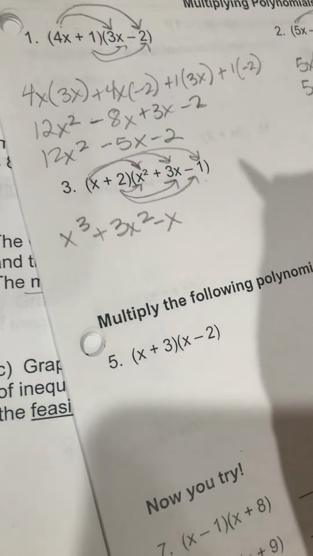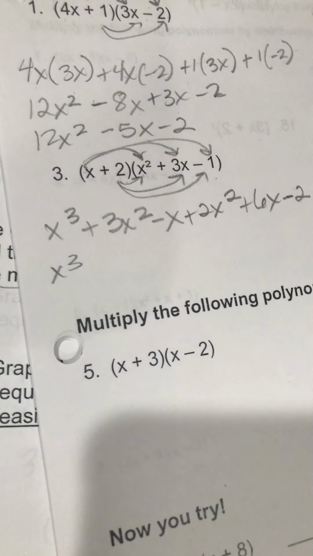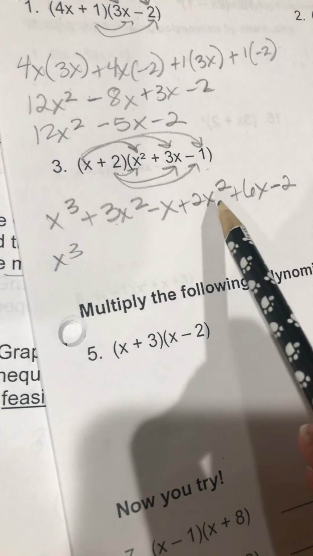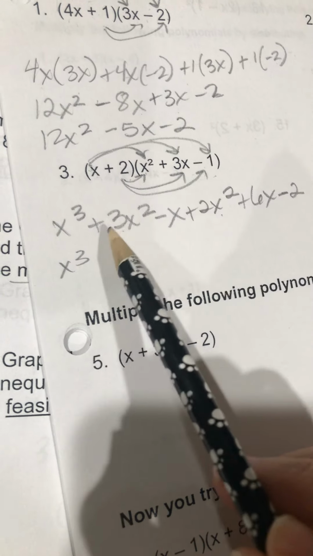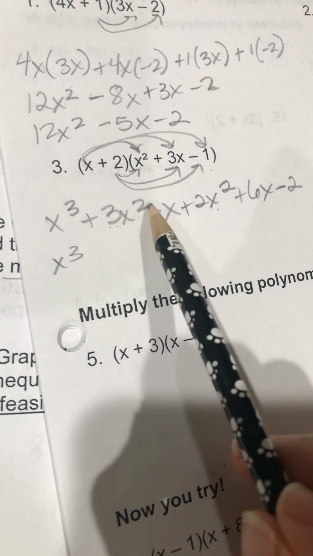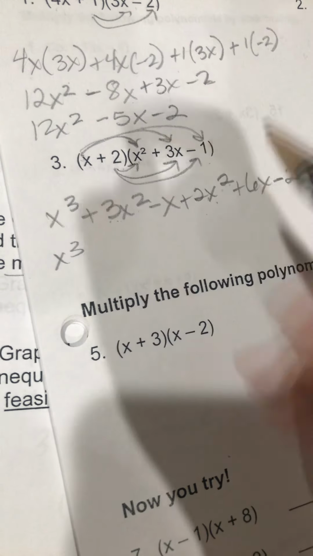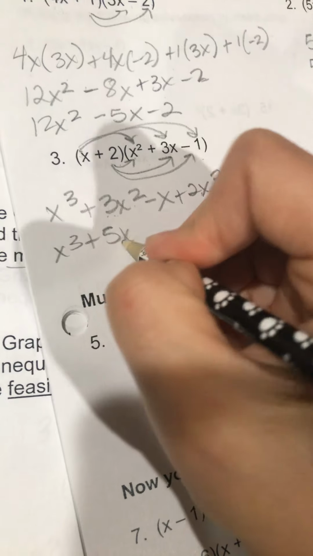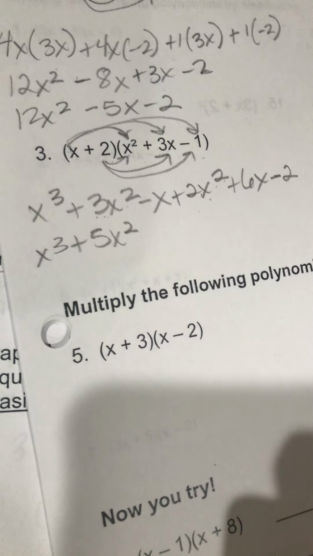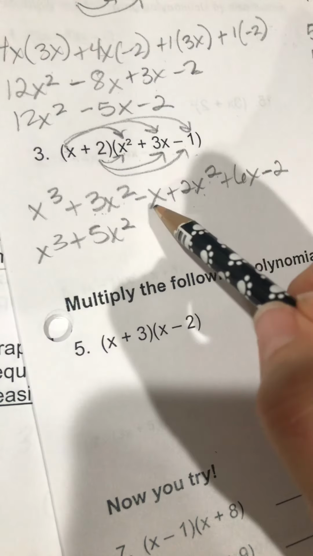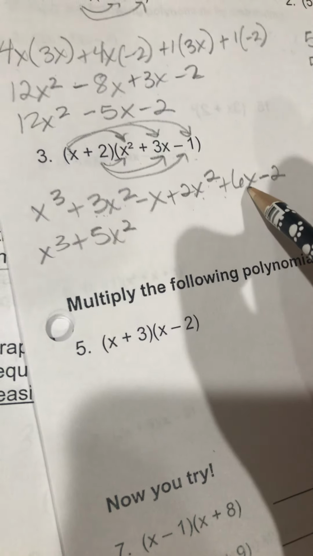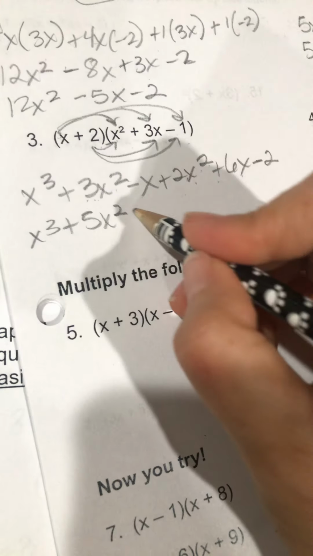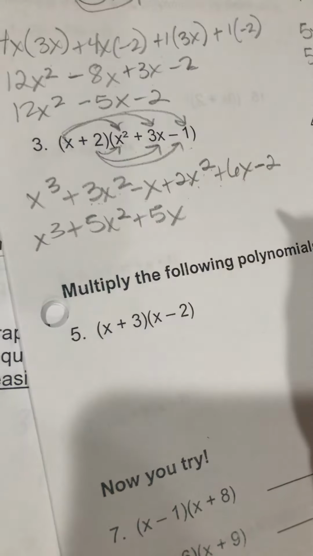Now we need to combine our like terms. So we have x cubed, there's nothing you can combine it with. You have 3x squared and you have 2x squared. So we can combine those. 3x squared plus 2x squared is plus 5x squared. Okay, and then negative x plus 6x is plus 5x, right, minus 2. So that's your answer.